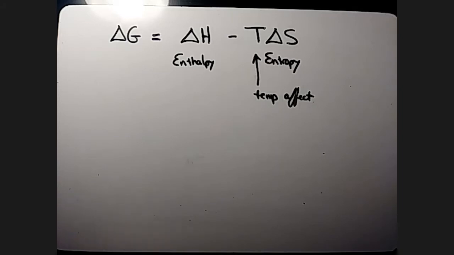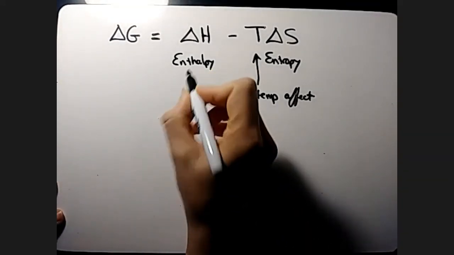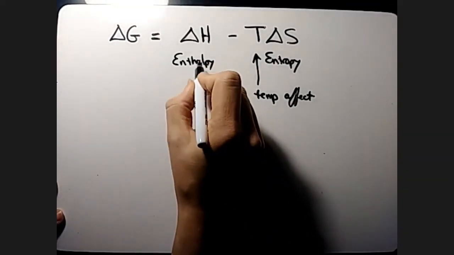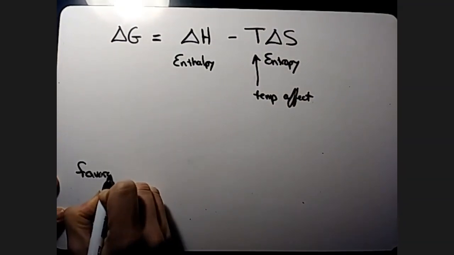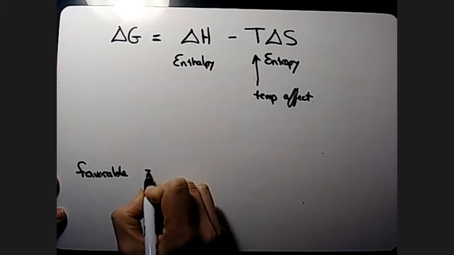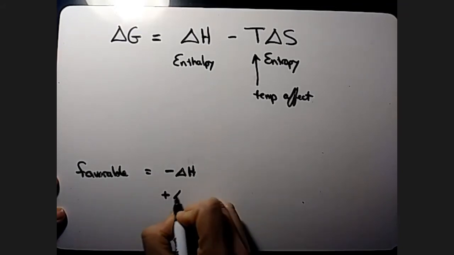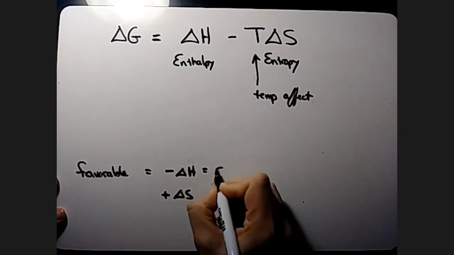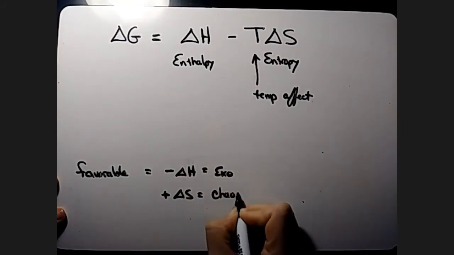So I really want you to look at this very, very carefully. Remember that what's favorable is we would really like delta H to be negative. Favorable is a negative delta H and a positive delta S. This means exothermic. This means chaos.